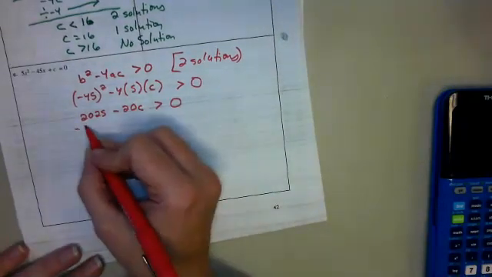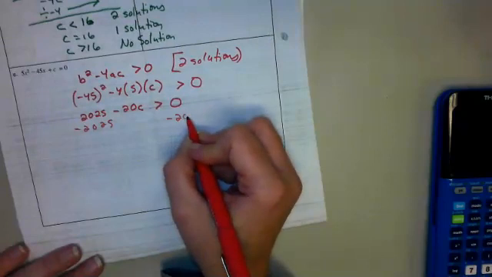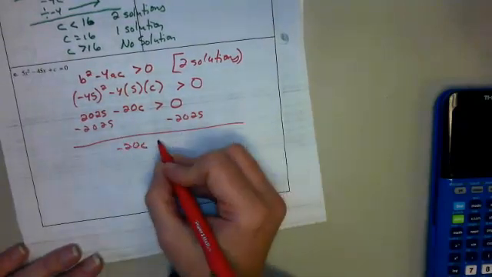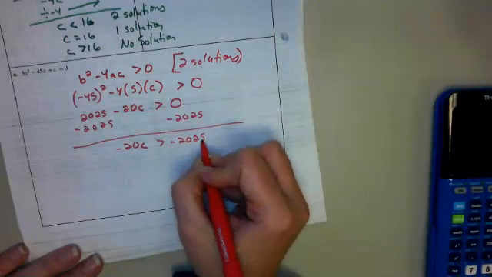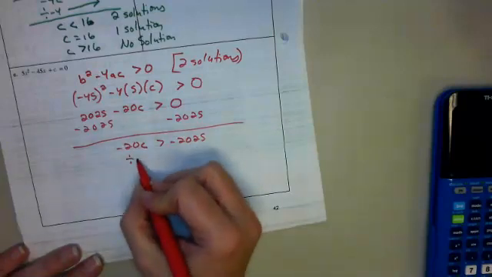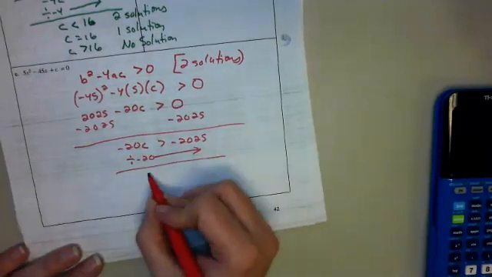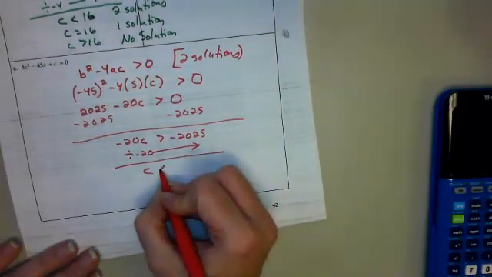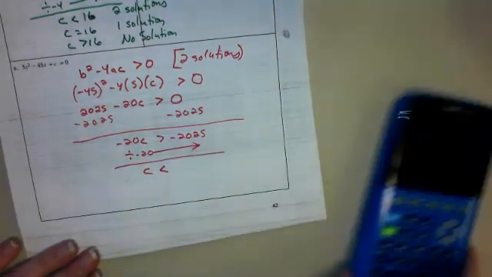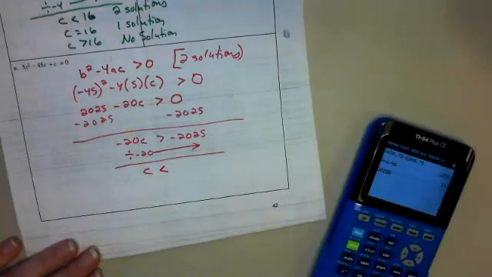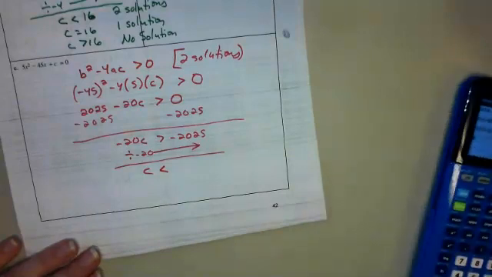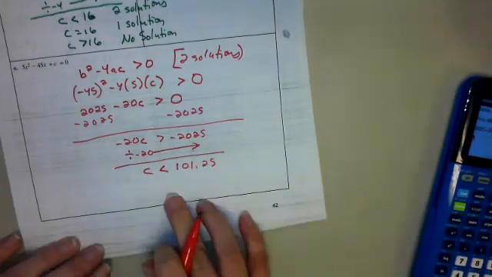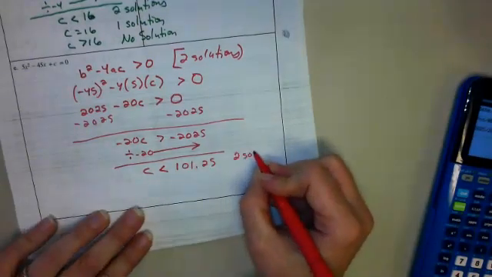Okay, I'm going to subtract 2025 from both sides. I get negative 20c is greater than negative 2025. Okay, divide by a negative 20. Oh, we divided by a negative, so I have to flip my symbol. C is less than, let's see, 2025 divided by 20 is going to give me 101.25, okay? And that's going to be for 2 solutions.